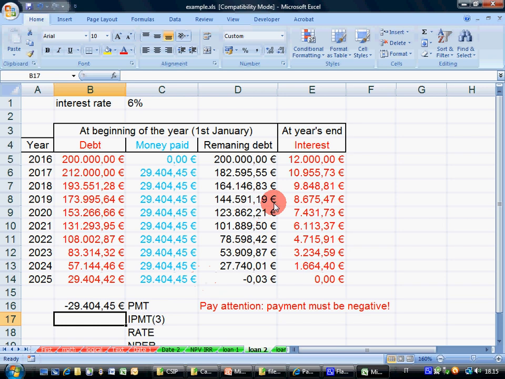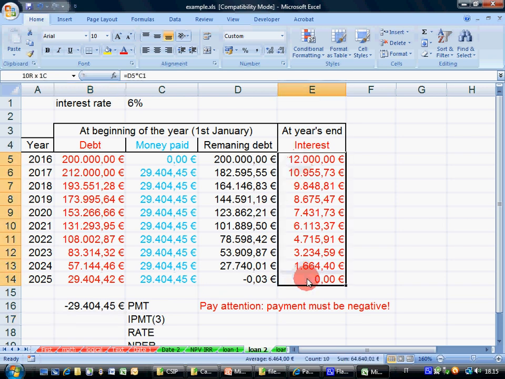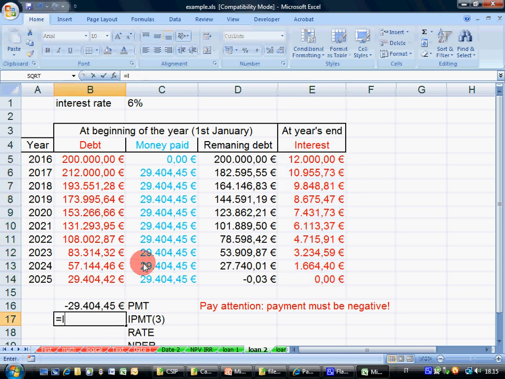IPMT is used to find out the values in this column here. They are used for accounting reasons, so usually normal people are not interested in them, but a company will be interested in them because for accounting reasons the interest must be put in a special table, etc. IPMT. You should specify the rate, the period for which you want the IPMT. For example, I want it for the third period, the number of periods, 9, and the present value, the debt.